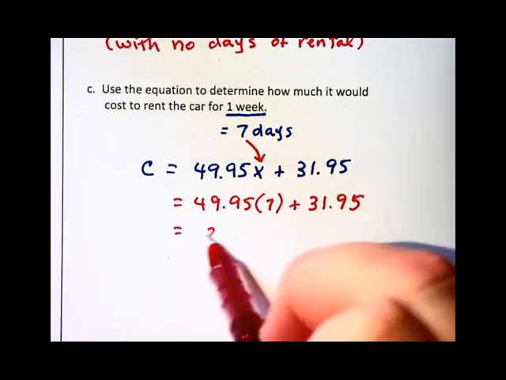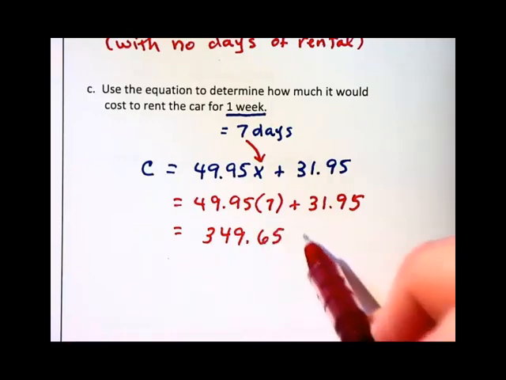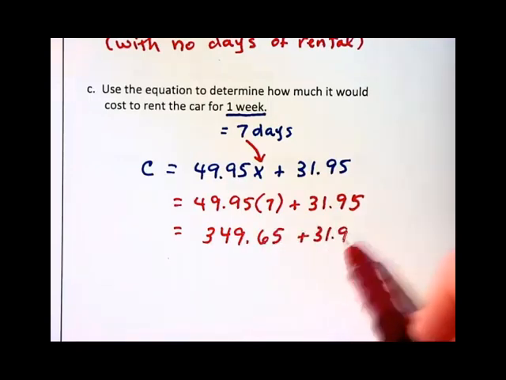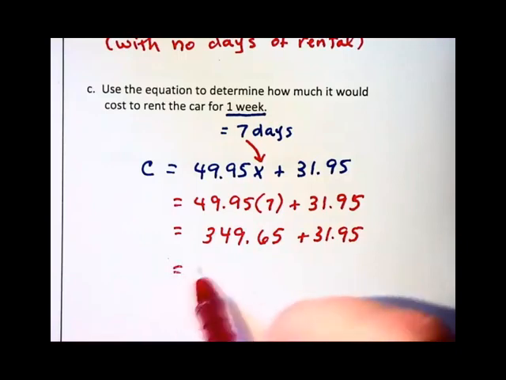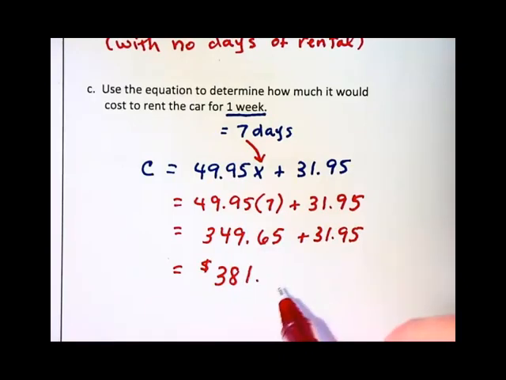Multiplying this out, we get $349.65 for the 7 days of rental plus the $31.95 for the insurance, giving us a grand total in dollars. I'm using a dollar sign here because our unit is in dollars, of $381.60.